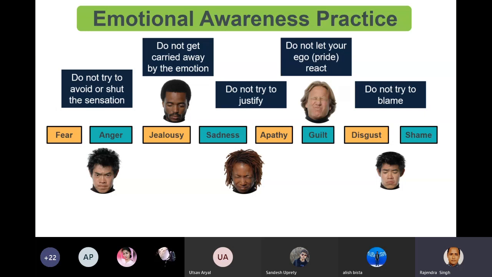Another thing would be do not let your ego or your pride react. Oftentimes when we let our ego react, the majority of times we end up doing something that we should not be doing. Let's say one of your friends said something hurtful to you. It's actually your pride that got hurt, right? And you react to that saying something even more demeaning to your friend, and you saw your friendship crumble. You basically broke your friendship, right? So do not let your ego or your pride react to negative emotions.